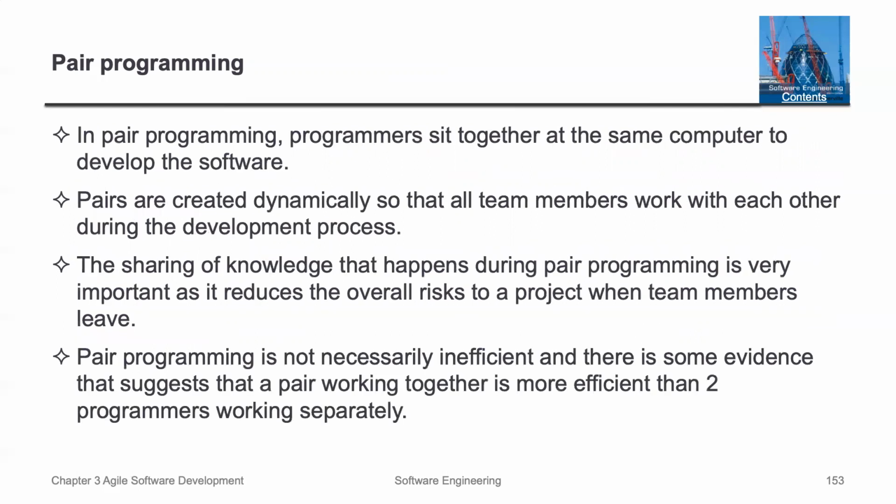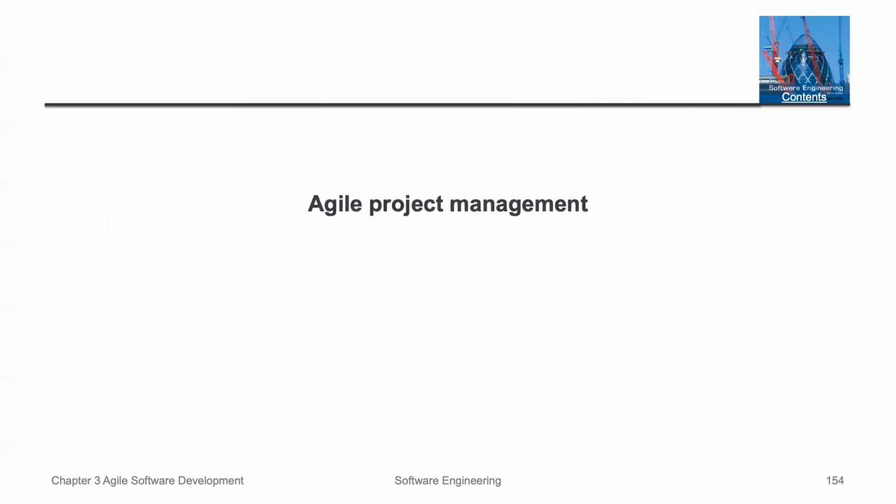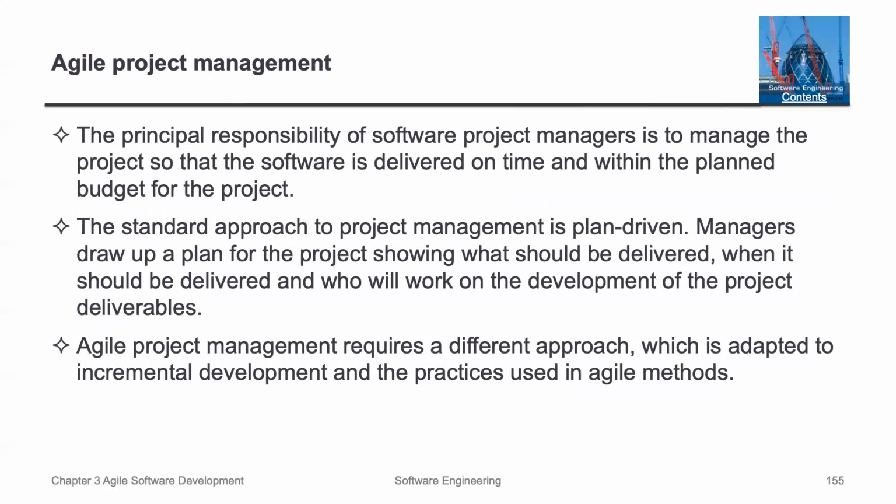In pair programming, programmers sit together at the same computer to develop the software. Pairs are created dynamically, so all team members work with each other during the development process. The sharing of knowledge that happens during pair programming is very important as it reduces the overall risk to a project when team members leave. Pair programming is not necessarily inefficient, and there is some evidence that suggests that a pair working together is more efficient than two programmers working separately. Maybe that might appear to be counterintuitive.